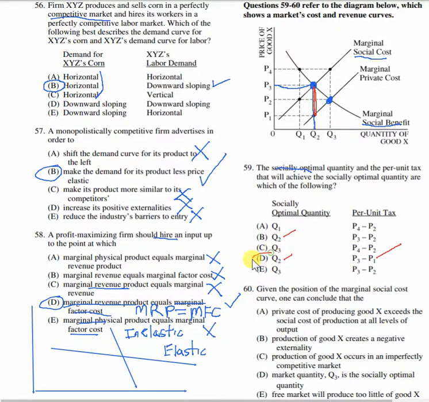Okay, last question. Given the position of the marginal social cost curve, one can conclude that the private cost of producing good X exceeds the social cost. Well, we know that that's not true. We know that the private cost is less than the social cost, so that is not correct. Production of good X creates a negative externality. So that's exactly what we're seeing here.